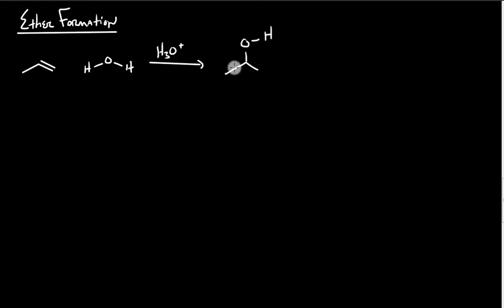We went through the mechanism and we showed all of the steps. It turned out to be like 3 steps, and I think 1, 2, 3, 4, 5 arrows or something like that.